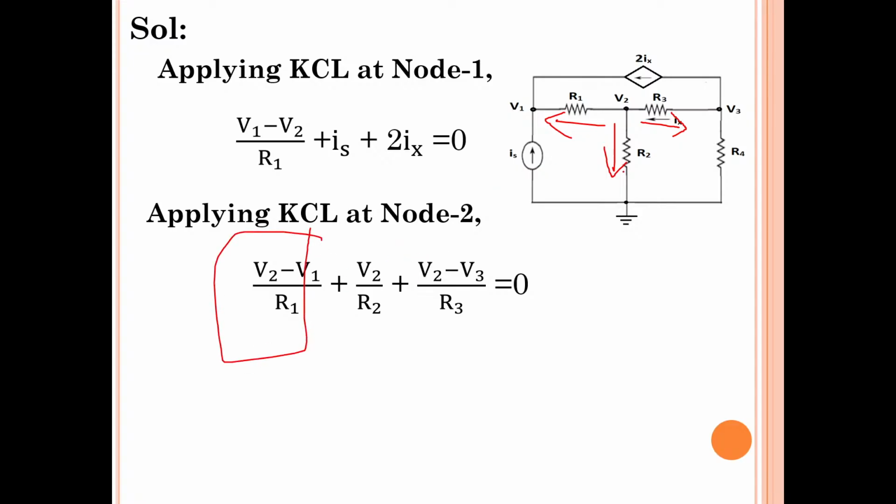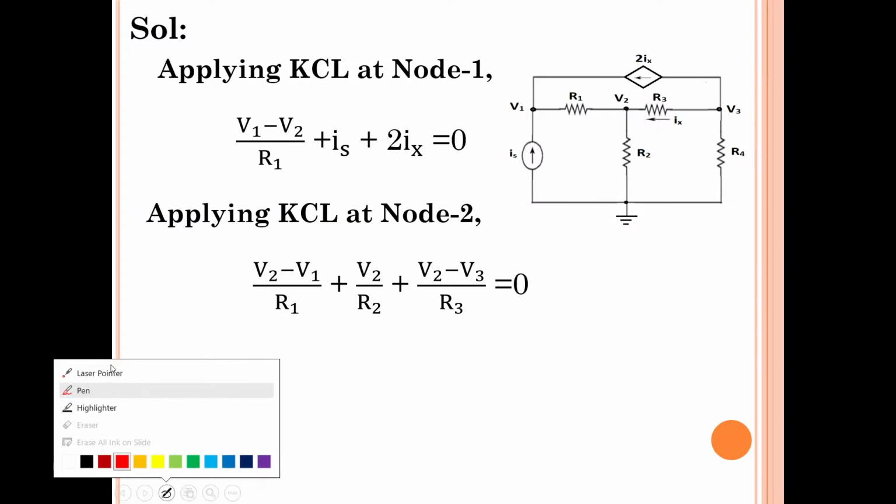Next, this current through R2 is V2 minus 0 volts. No need to mention it; you can assume node 4, V4, equal to 0 volts. So V2 minus 0, or V2 minus V4, by R2. Next, the third branch, V2 minus V3 by R3. Once again, I will tell you the equations.